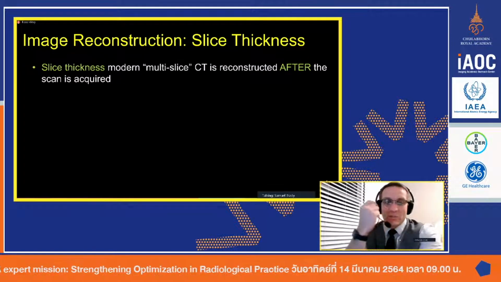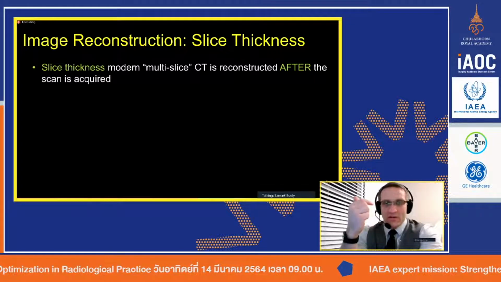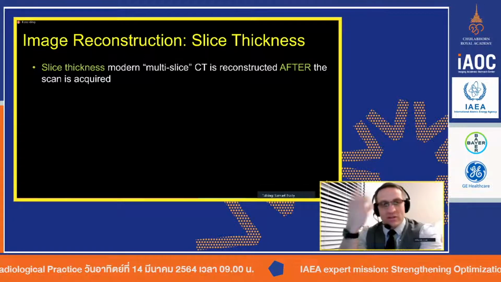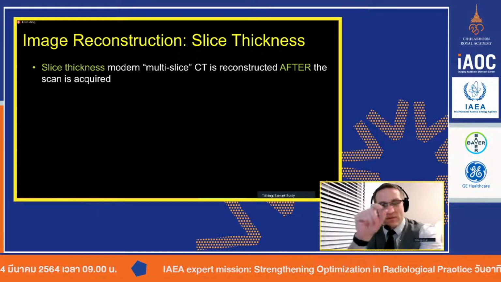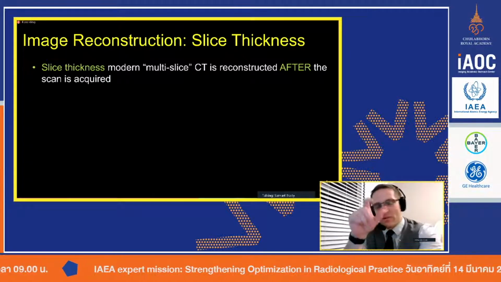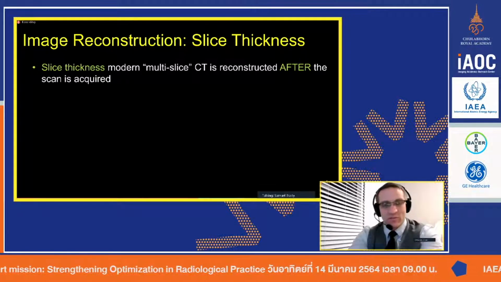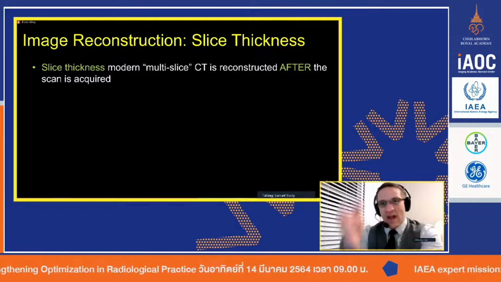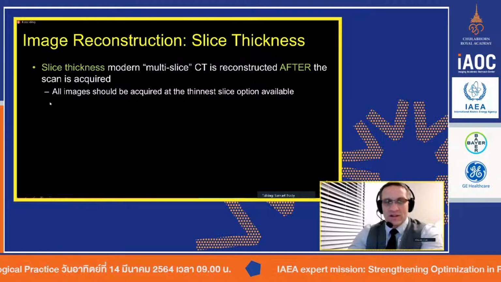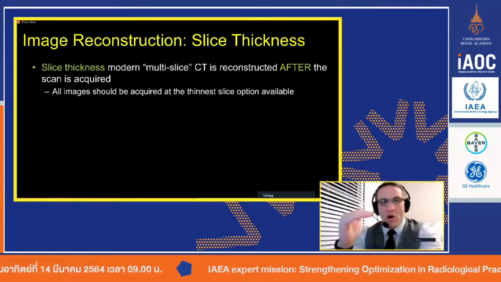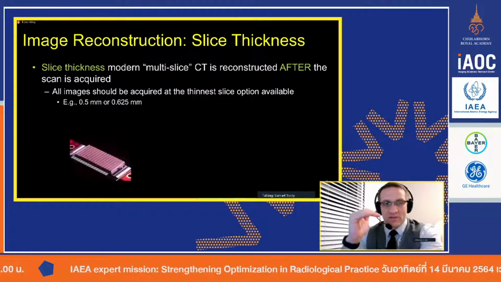Slice thickness on modern multi-slice CT is reconstructed after the scan is acquired. And so we do need to think about radiation dose when we talk about slice thickness, but changing the slice thickness from 0.5 to 5 millimeters, or 3 millimeters to 5 millimeters, in and of itself does not directly change the radiation dose that our patients get, because it's something that occurs after the image data has been acquired. We should, as a principle, always acquire every one of our scans using the thinnest slice option available.